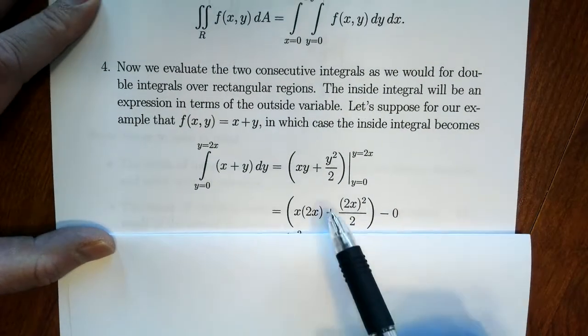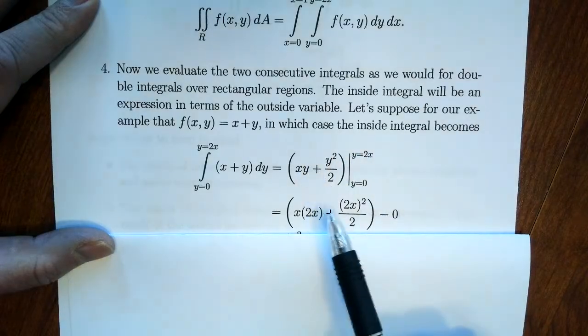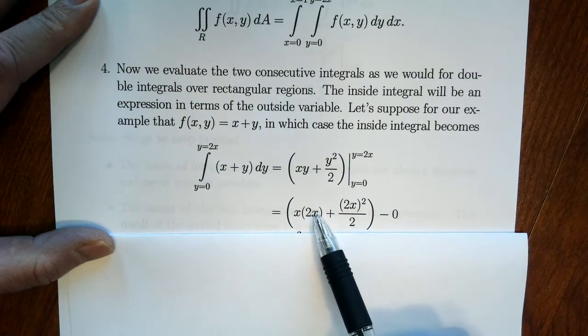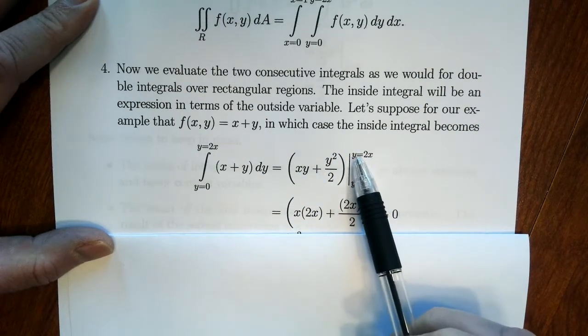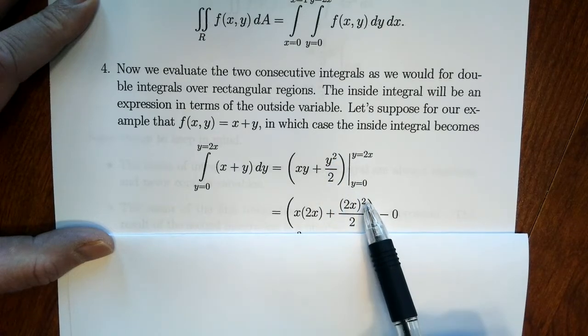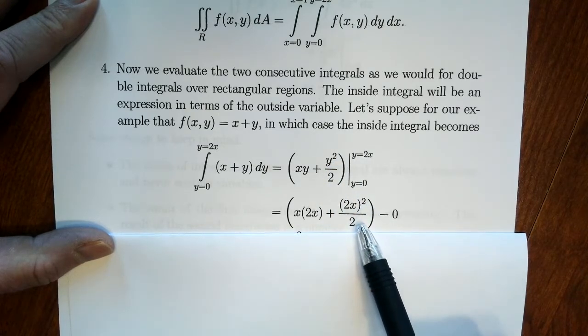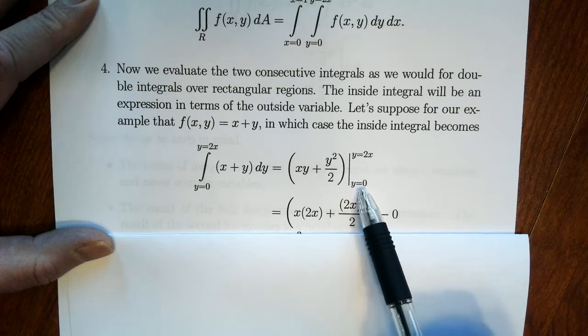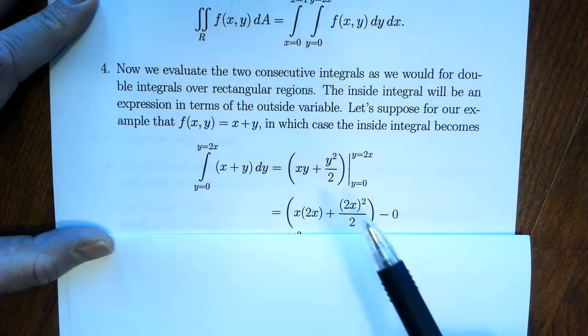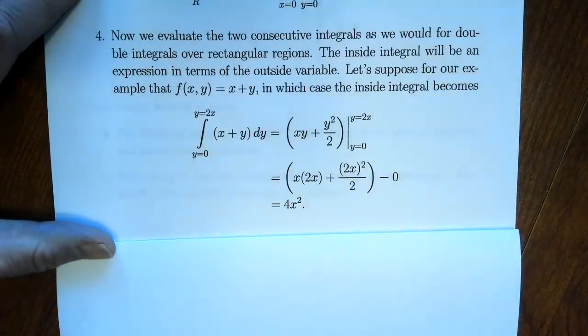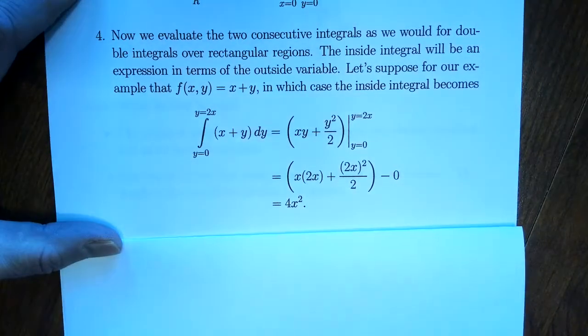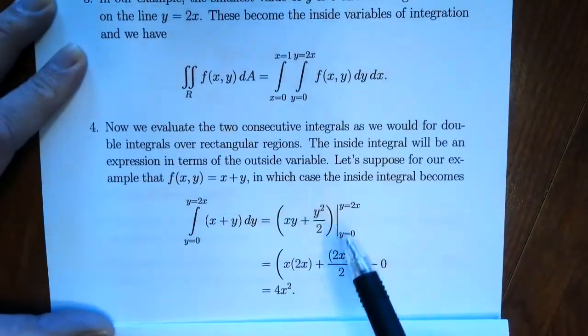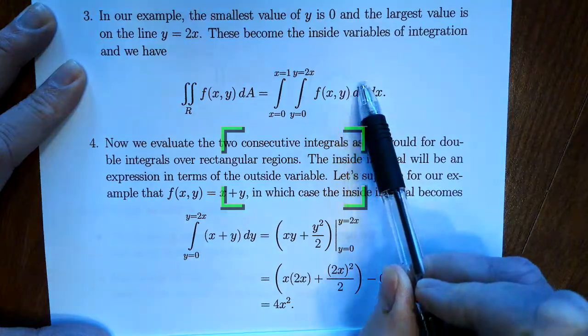Now, if we substitute 2x in for y, we'll have x times 2x. And if we substitute that in here, we'll have 2x quantity squared, all divided by 2. When we substitute y equals 0 into this, we get just 0. So this simplifies to be just 4x squared. So that is the value of just the inside integral.